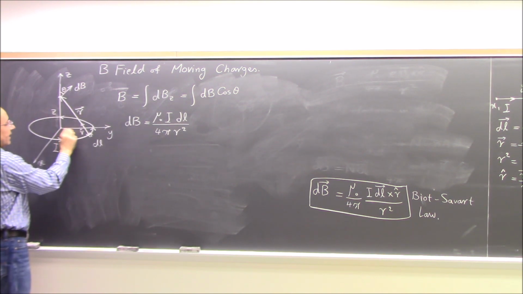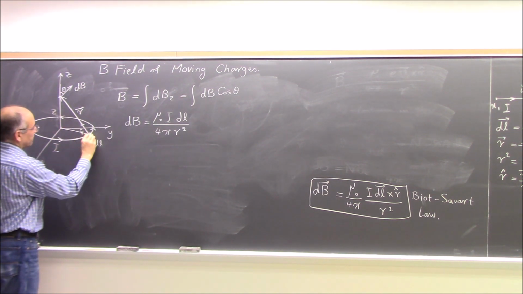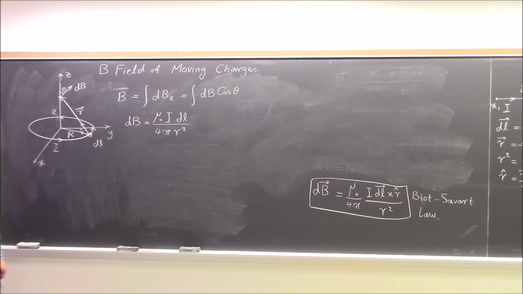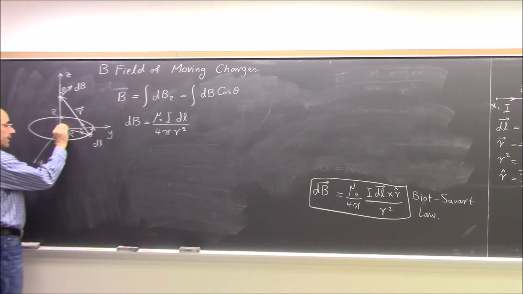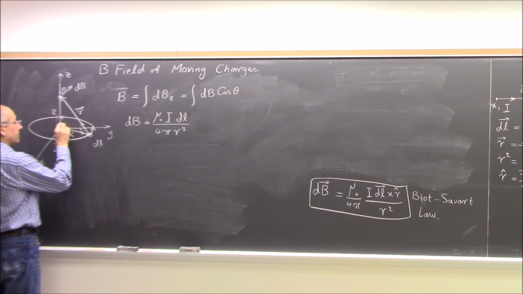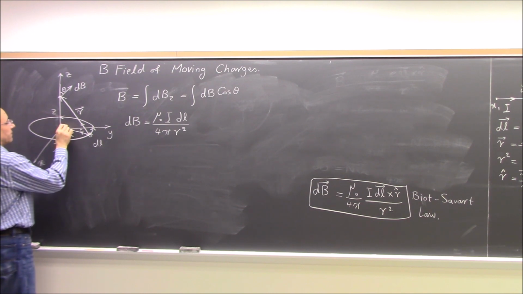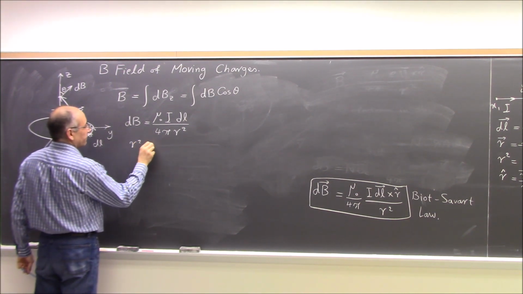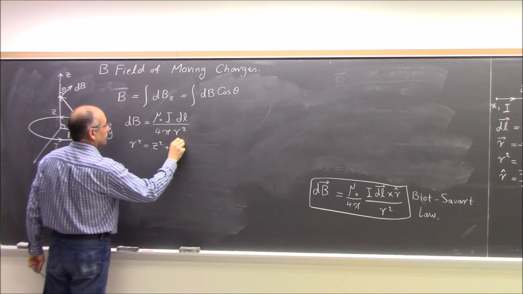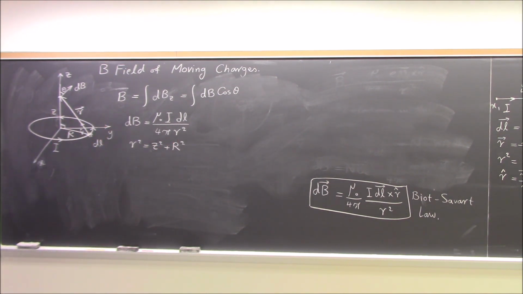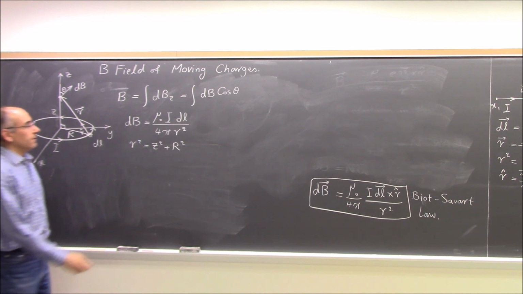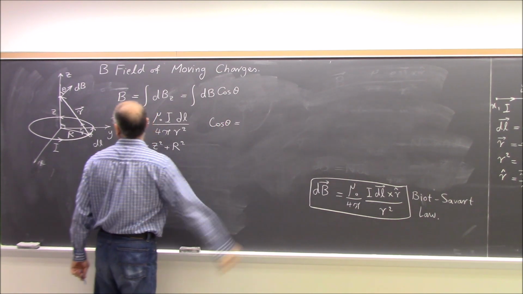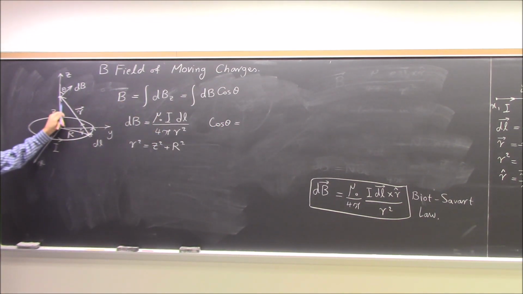But how is r related to z and the radius of this circle, if the radius is R? You see there's another 90 degree angle here, to be accurate. This is also a right triangle. r squared is actually z squared plus R squared. All right, and then what is cosine theta? If this is theta, which one of these angles in this right triangle is theta also? The bottom one or top one?